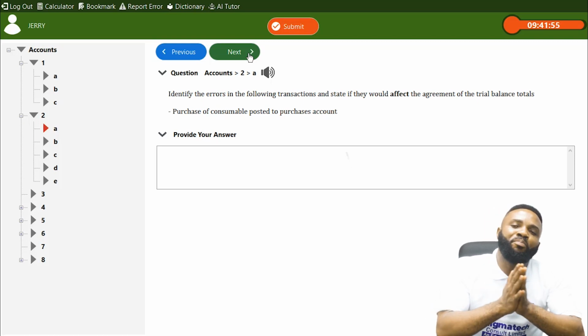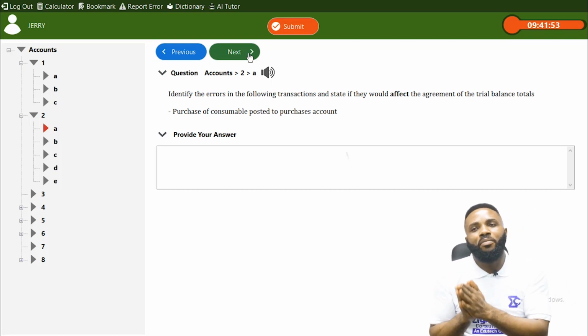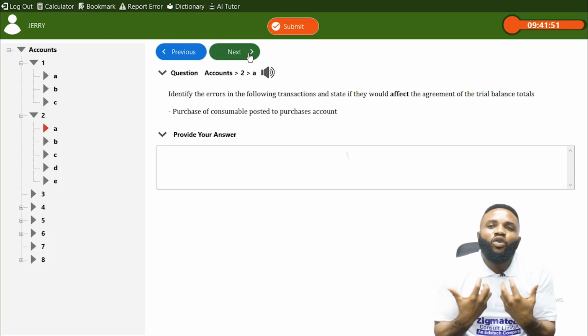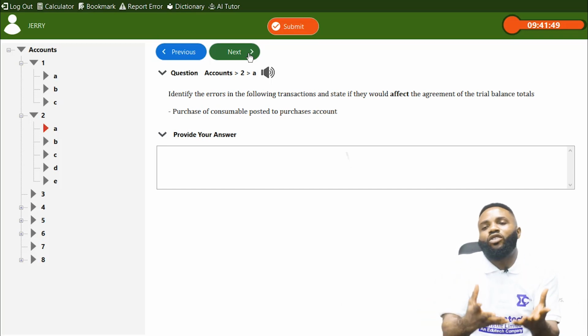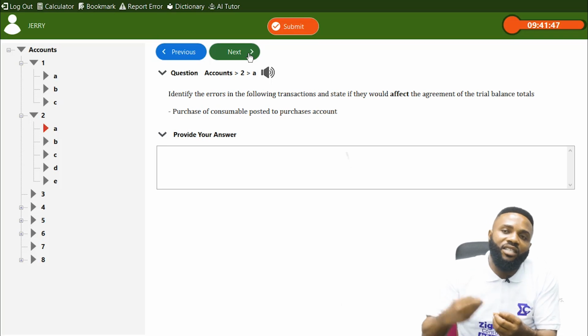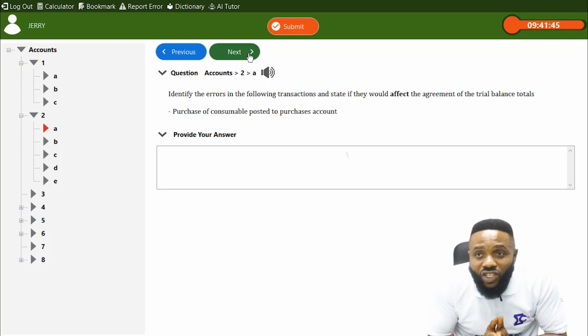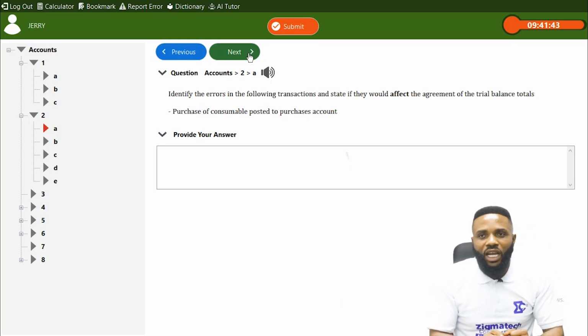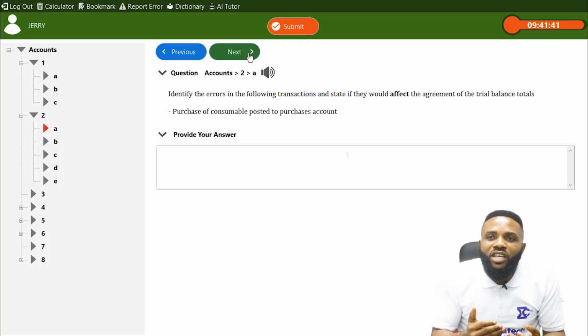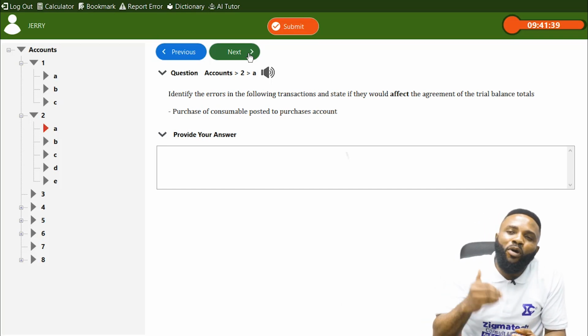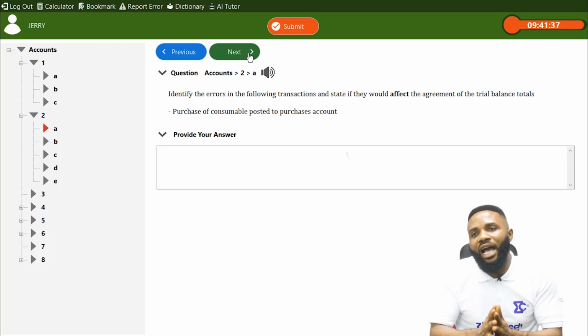You are going to debit purchase and you are going to credit cash, because the money that you are going to spend is coming out of cash. So since cash is given, you are going to credit cash and then you are going to debit purchase. Now, they have said that purchase of consumable has been posted to purchases account.